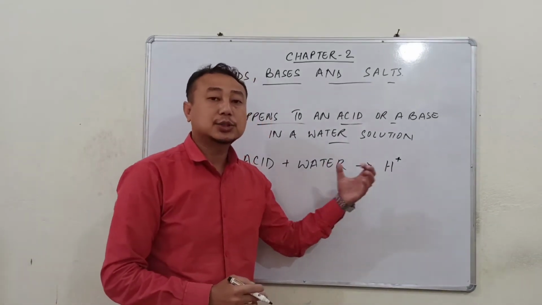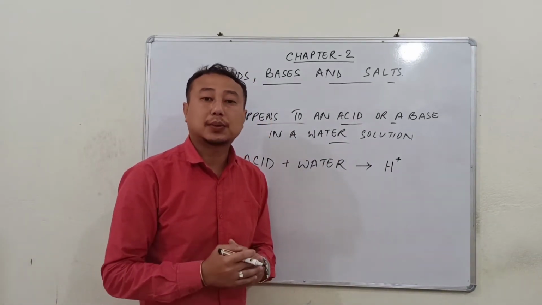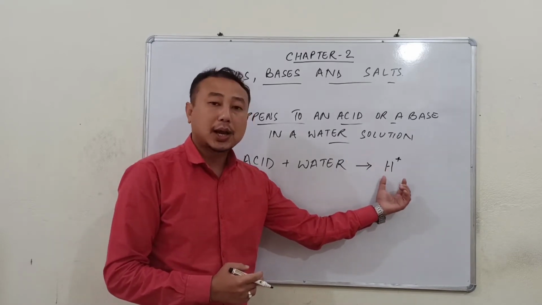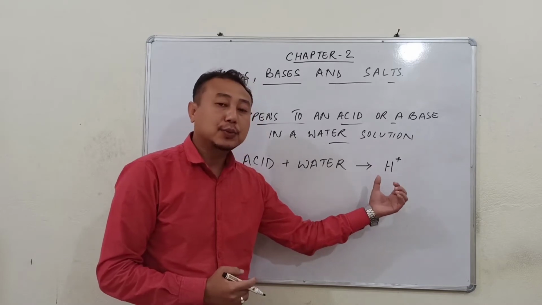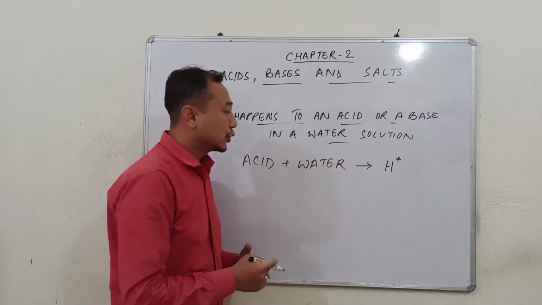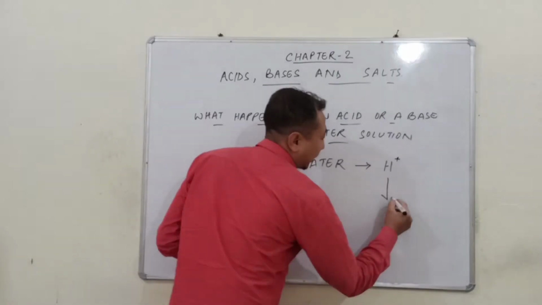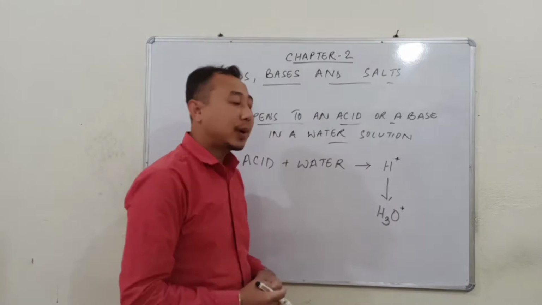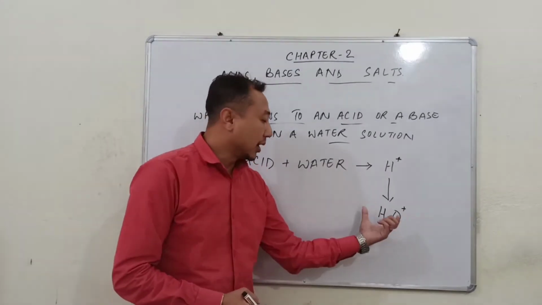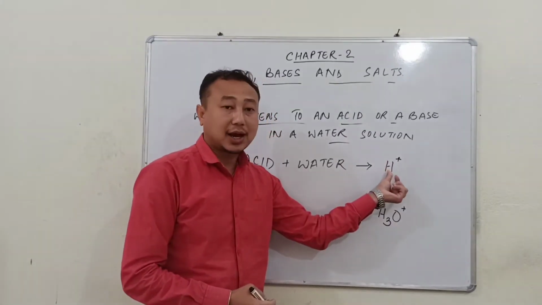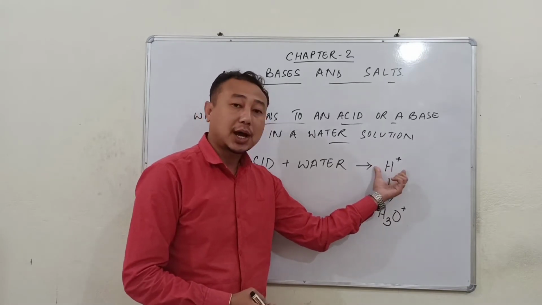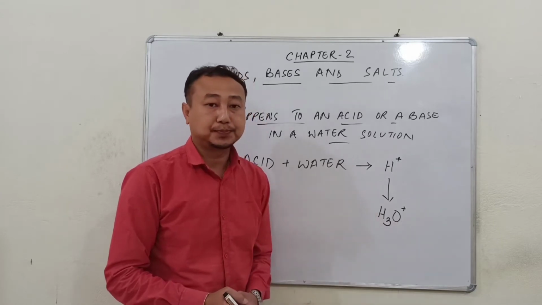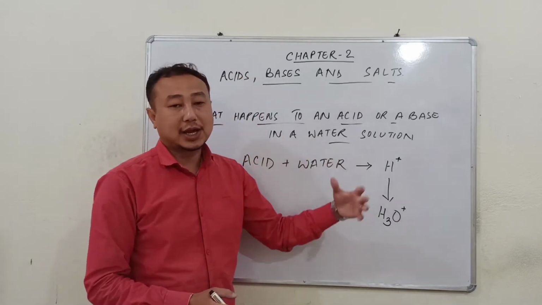This hydrogen ion is very unstable. Because of that, it is not able to exist in nature independently or freely. So as soon as the hydrogen ion is formed, it will again react with the remaining amount of the water to form another ion known as hydronium, which has the formula of H3O. This hydronium ion also carries positive charge. The hydronium ion is more stable than the hydrogen ion. Because of that, as soon as the hydrogen ion is formed, it gets converted into hydronium ion.